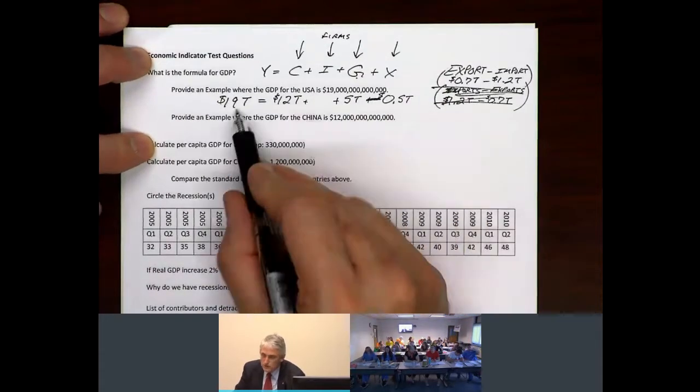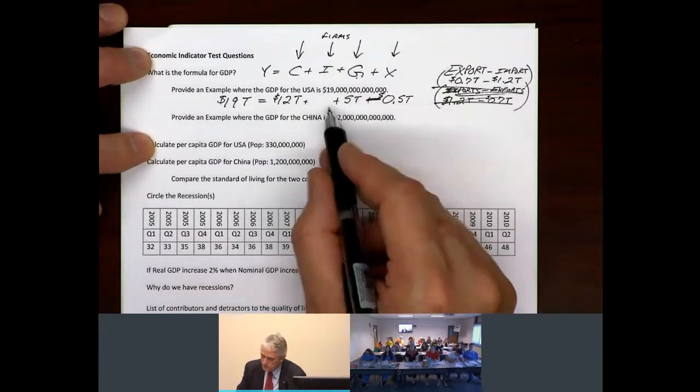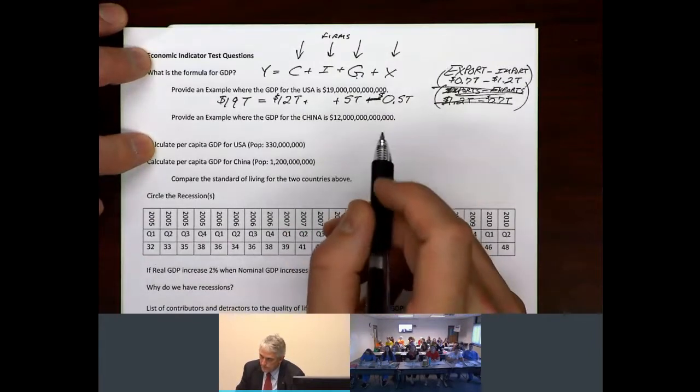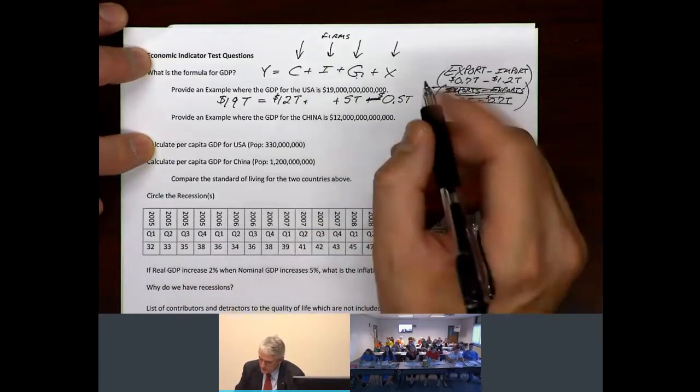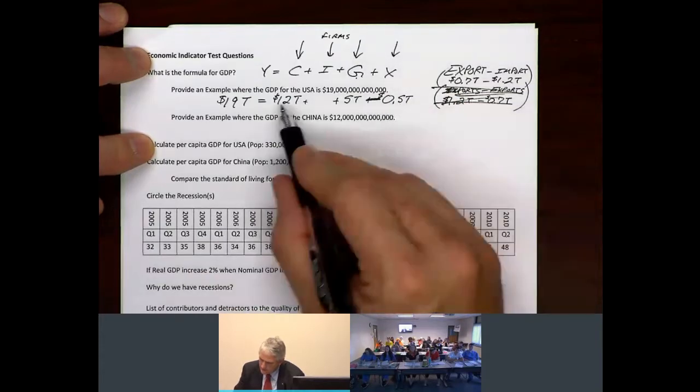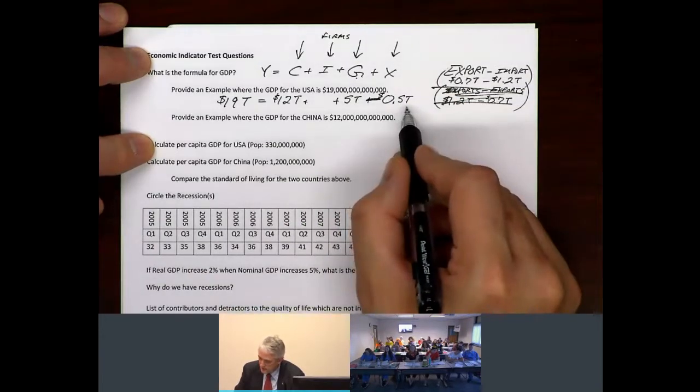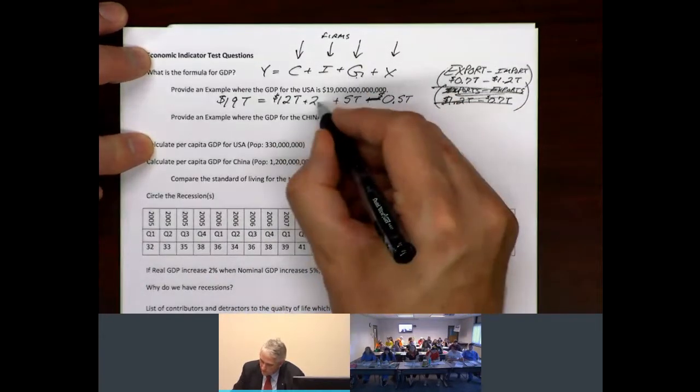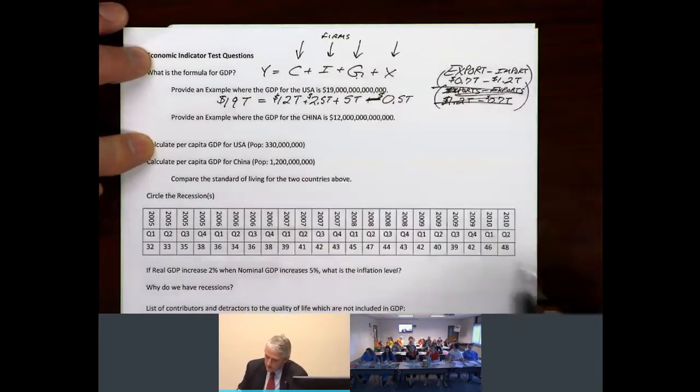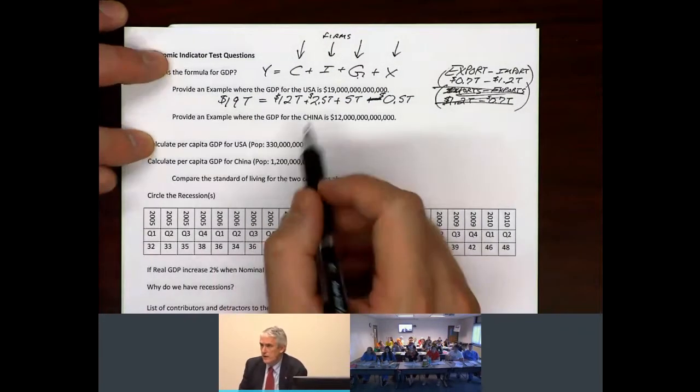In order to get this to work out to 19 trillion, what does investment have to be? 1.5. Yeah, isn't it 2.5? Is it a negative? I think 17 minus a half is 16.5. 2.5. Yeah, 2.5 trillion. Okay, good. All right, now we'll do it for, yes.